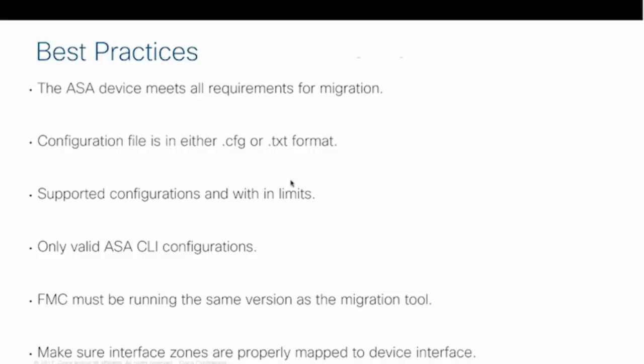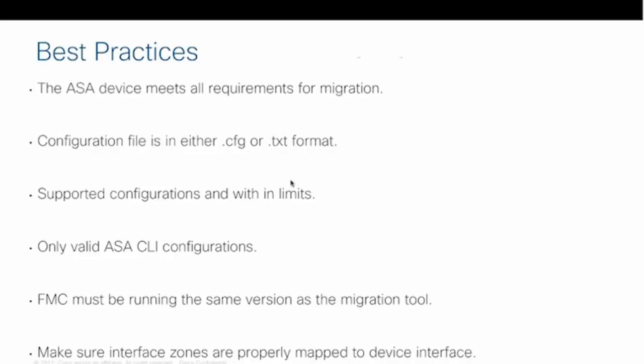The first thing to make sure of is that the ASA device from which we are taking the configuration file meets all the necessary requirements as we have discussed in this topic. Also, the ASA configuration file should be in either .cfg format or .txt format.